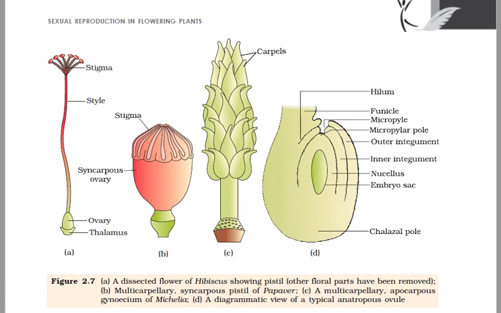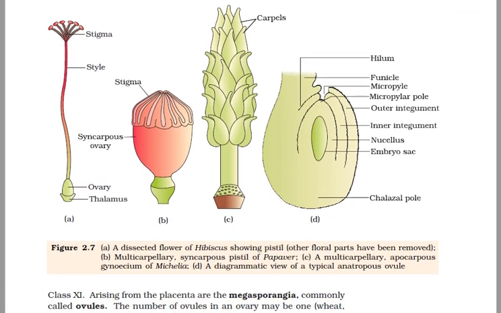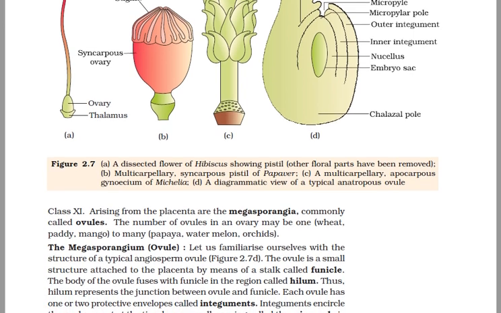This functional megaspore enlarges at the chalazal end, which I told you earlier. The functional megaspore now undergoes 3 subsequent mitotic divisions and forms 8 nuclei.